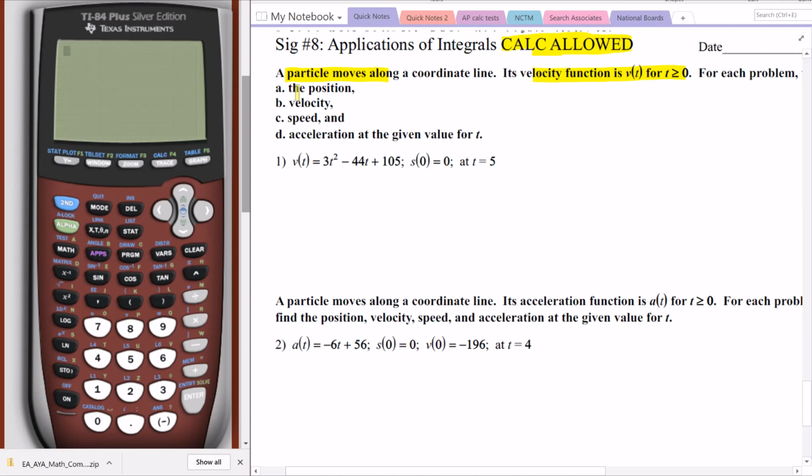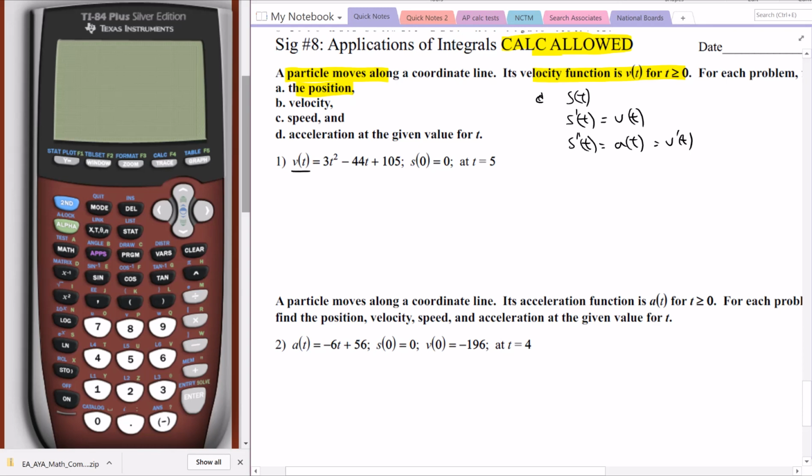The first thing we want to do is find the position, right? I don't know if you remember from before, if we were given some position function, call it s of t, then s prime of t, the derivative of that, gave us the velocity. And then s double prime of t gave us the acceleration, which is the same as the derivative of the velocity. So now we're going backwards, right?